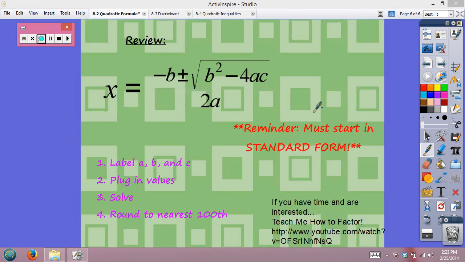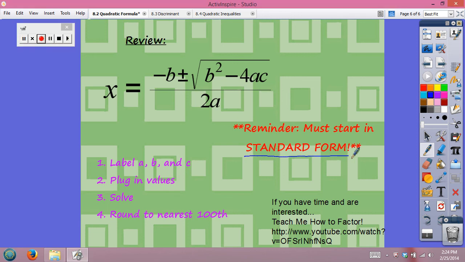Last thing we want to do, just a quick review here, our quadratic formula, x equals negative b plus or minus square root of b squared minus 4ac all over 2a. There is a fun song. Listen to it again if you want to. Just YouTube the quadratic formula to Pop Goes the Weasel. And secondly, we want to remind you that we have to start in standard form every single time before plugging our values in. List of steps here. First, label a, b, and c in your standard form equation. Second, plug the values into the quadratic formula. Third, simplify and solve. And last, round to the nearest hundredth.